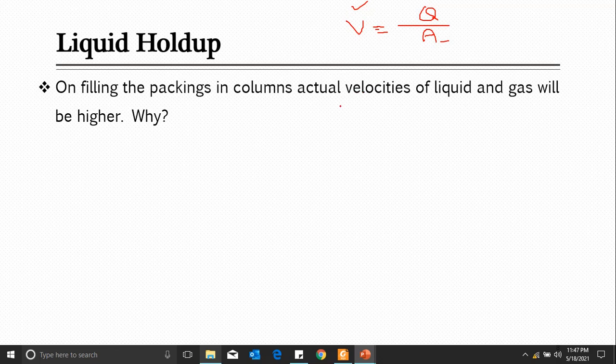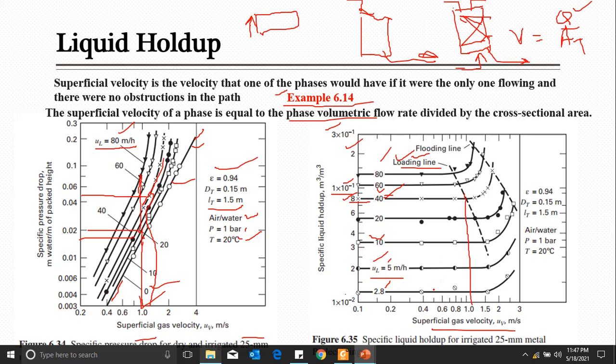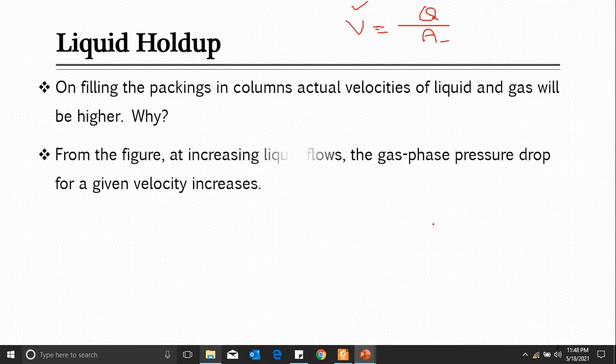So it means the actual velocities are higher than the superficial velocities, based on all this discussion which we just did. The actual velocity at any point inside the column will be higher than this superficial gas velocity. For example, in this specific case of 40 meter per hour, the flooding or loading point is approached when the velocity of the gas is 1.1 meter per second, but in reality this point will be reached even earlier than this, because the velocity will be even higher than this, and that can lead to flooding.